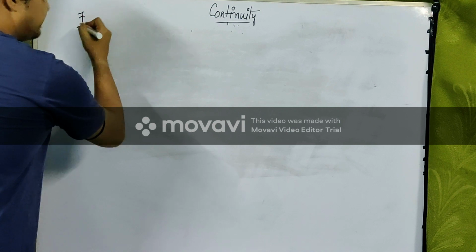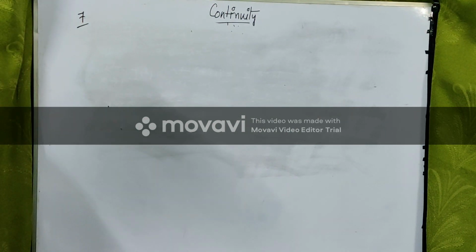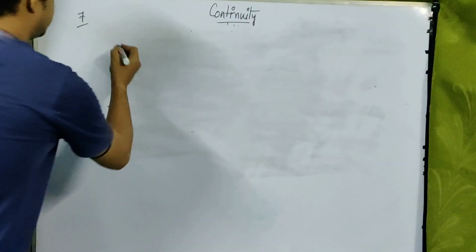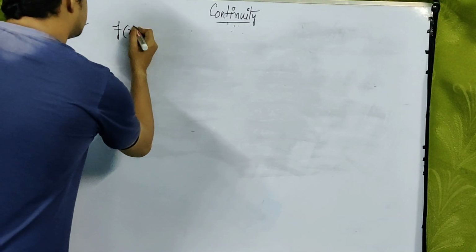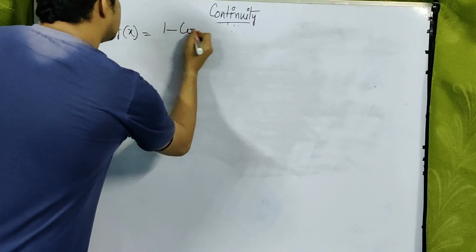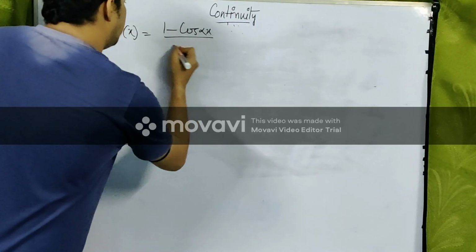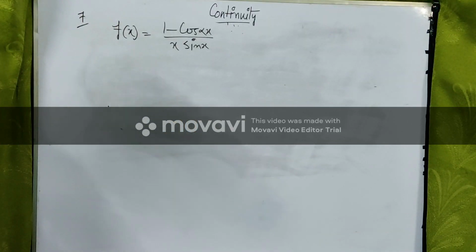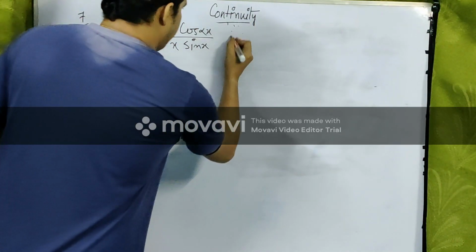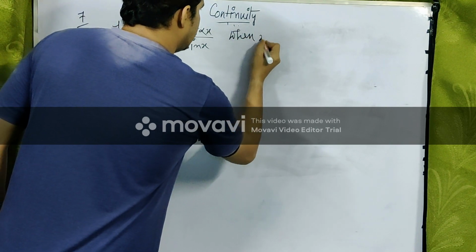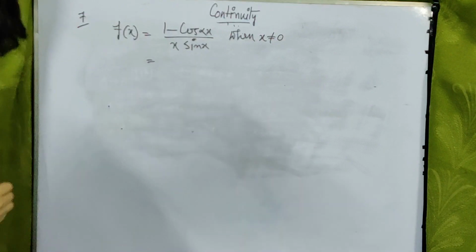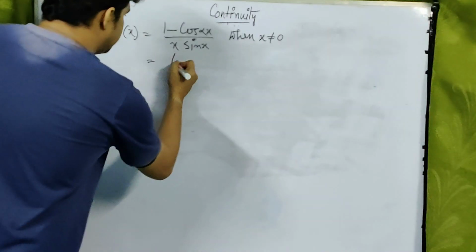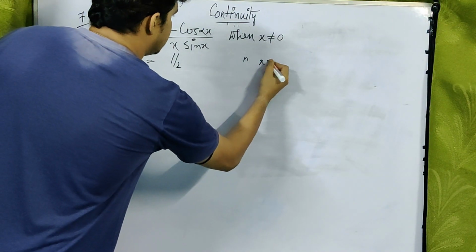Question number 7. Okay. In question number 7, we have f(x) is a function that is equal to 1 minus cos alpha x by x sin x. f(x) equals to 1 minus cos alpha x by x sin x. Okay. And this one is when x is not equal to 0. And the functional value when x equals to 0 is equal to half.